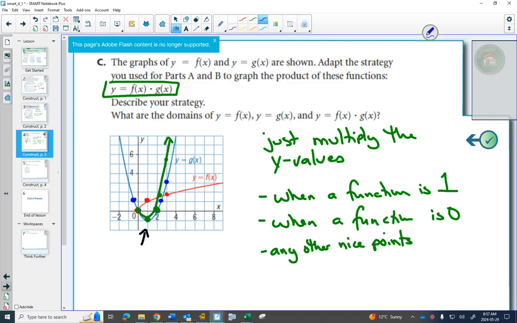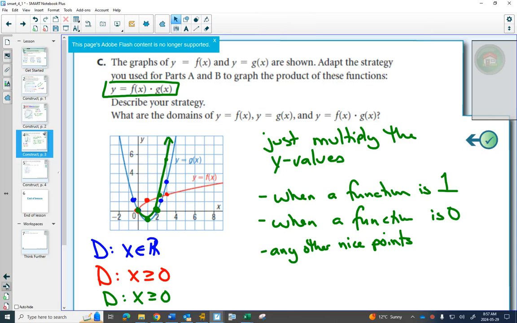Now, it asks for the domains of each of these graphs. So I'm going to start with the blue one, a parabola. Its domain would have been everything. The red one is a square root graph. Its domain was when x was bigger than or equal to 0. And we notice on our green graph, its domain is also when x is bigger than or equal to 0.